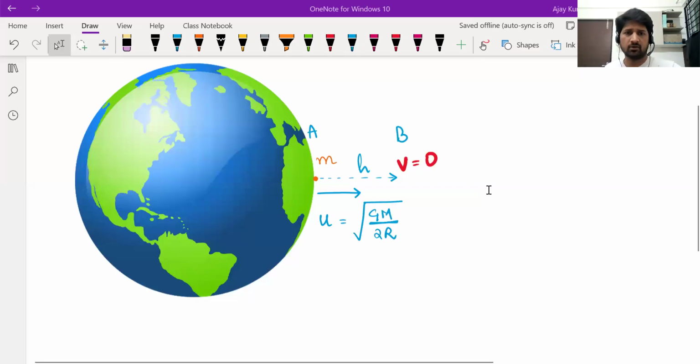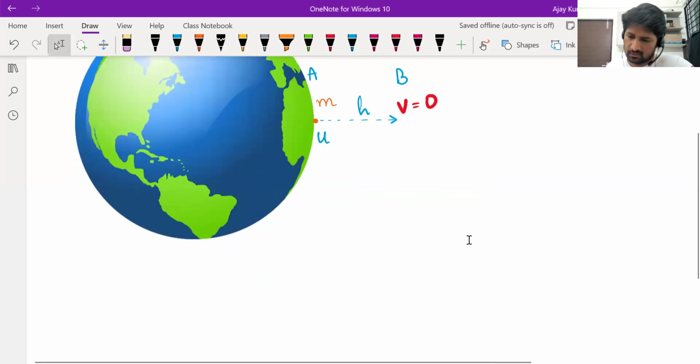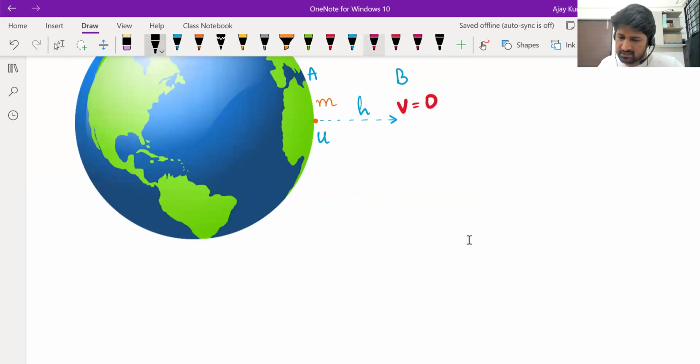I got one answer as r by 3. Let us check. So we know the initial speed is under root GM by 2r. I asked you to revise the formula for potential energy between a solid sphere and a particle. Hope you have done it. I'm using it directly. So we have to apply mechanical energy conservation here.